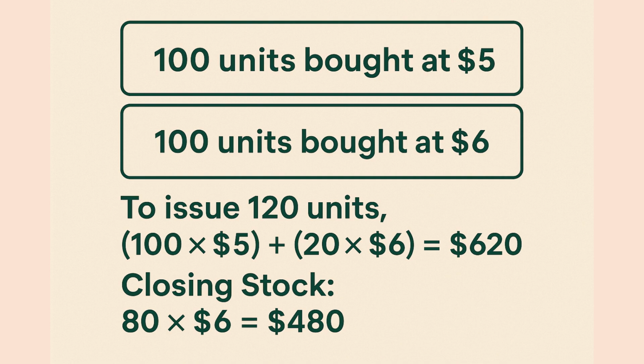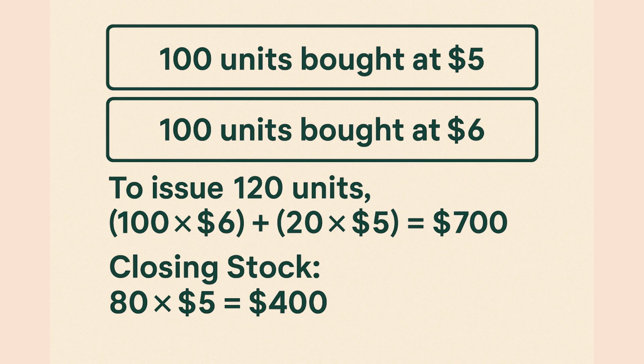This means older stock is used up before newer stock. FIFO gives realistic stock values when prices are rising. Example, let's say 100 units bought at $5, 100 units bought at $6. If 120 units are issued, 100 come from the $5 batch and 20 from the $6 batch. Pros: realistic stock value, simple to apply. Cons: complex when many batches exist.